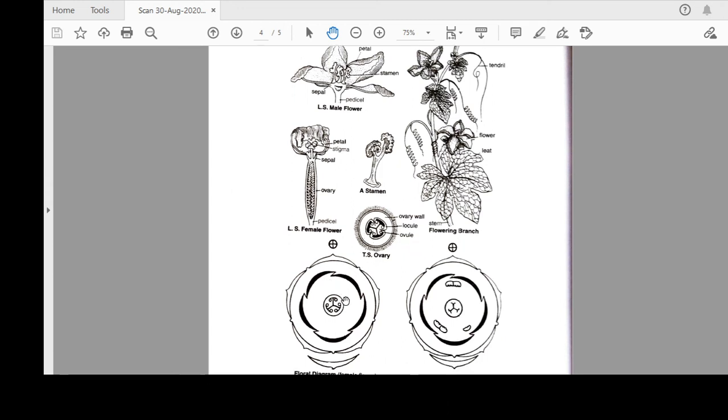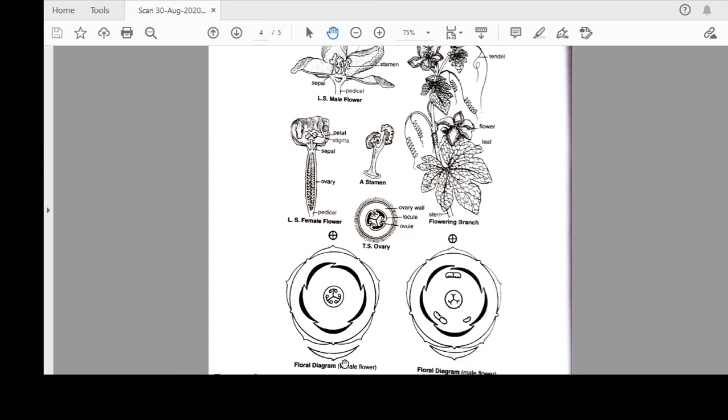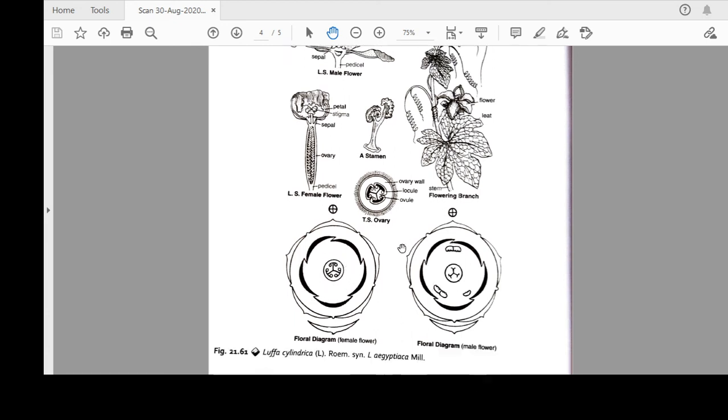This is floral diagram of female flower. And this is floral diagram of male flower, 2 plus 2 plus 1. And this is rudimentary. Here, no stamens we are drawing. So, this is female, this is male flower.